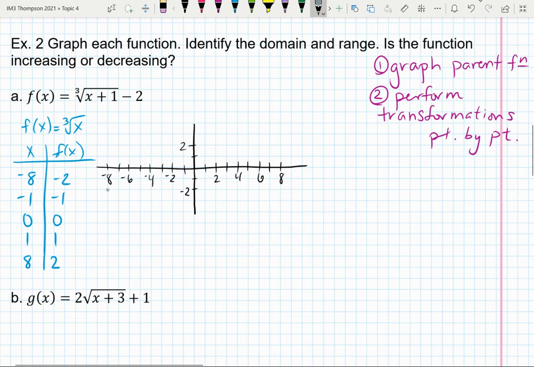So -8, -2. It's the same graph we just did. So this is my pencil tool.